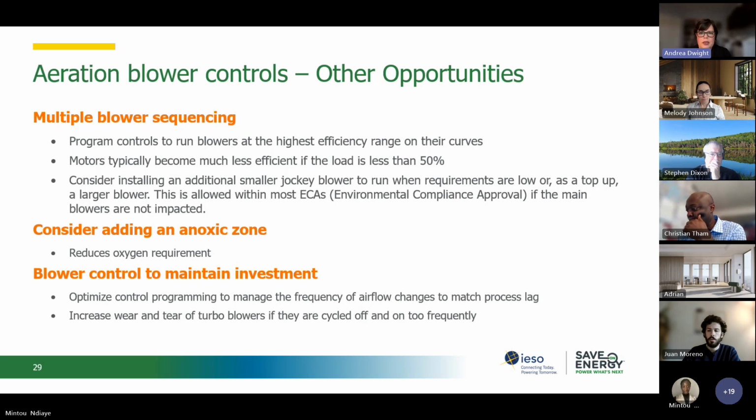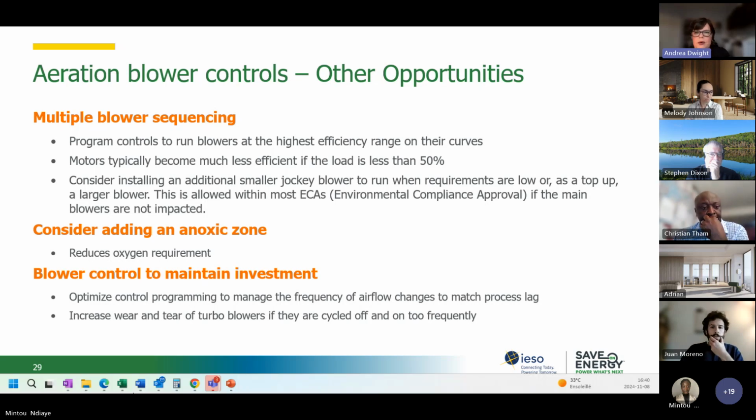So other opportunities, a few things to think about when you're controlling your blowers. If you have multiple blowers, the sequencing really counts. It's really important to relook at your fan curves, because often we're not operating at capacity. So how can we stage our blower sequencing to be most efficient? Typically motors don't like being run below 50%. They're less efficient, as are blowers. And oftentimes we have very, very large blowers.